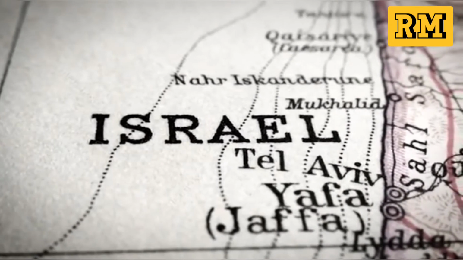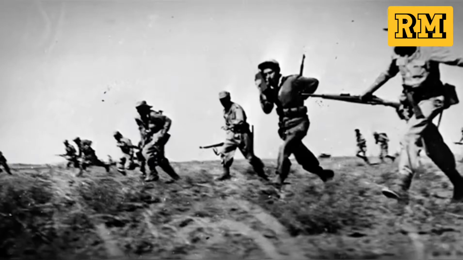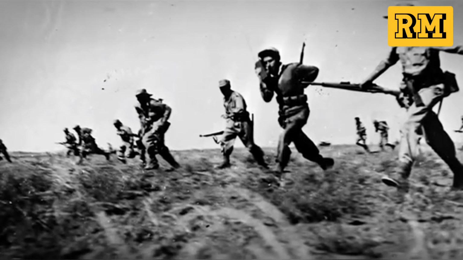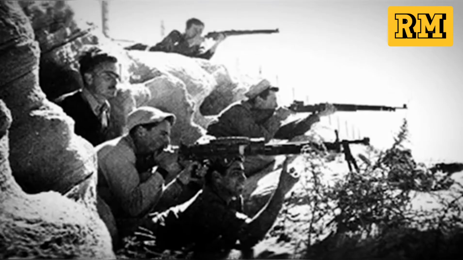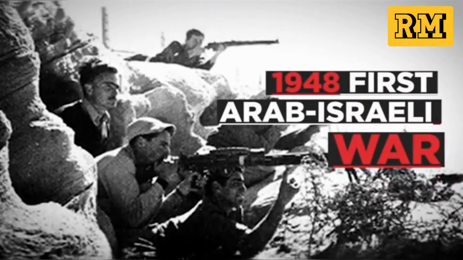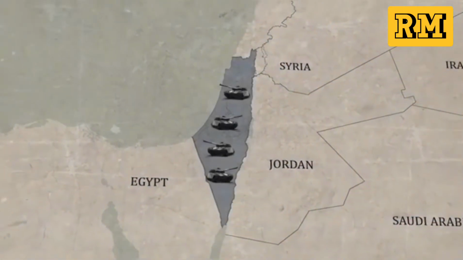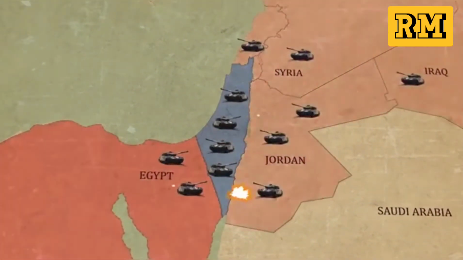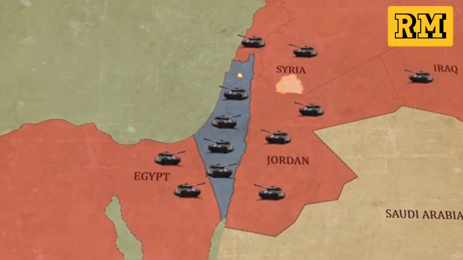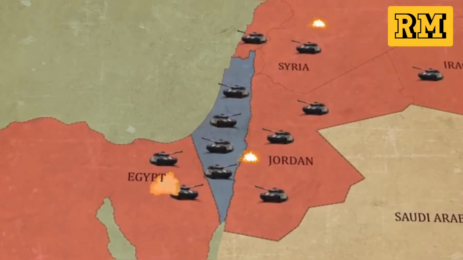As soon as Israel started implementing the partition plan, neighboring Arab countries actively tried to prevent the formation of the Israeli state. What followed was war. The 1948 Arab-Israeli War involved Israel and five Arab countries: Jordan, Iraq, Syria, Egypt, and Lebanon.